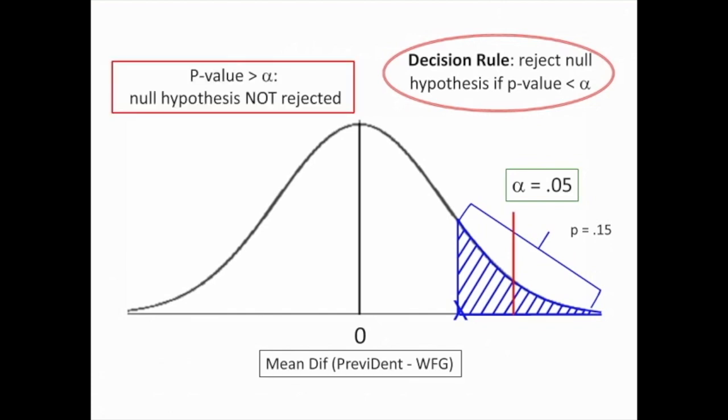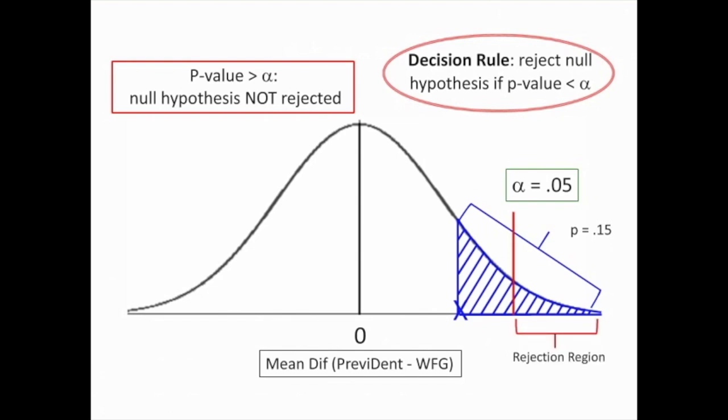A p-value of 0.15 means that there's a 15% chance of getting such results when the null hypothesis is true. 15% is a level of risk beyond the 5% maximum, so the researcher would not reject the null hypothesis. These results do not provide evidence against the null hypothesis. Another way to say this is that the results are not statistically significant.